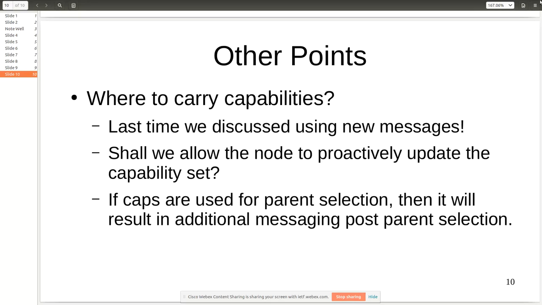Such capabilities, when the capability specification for these individual capabilities is defined, it could mention whether it could be carried. Exactly. That's spot on, I think.